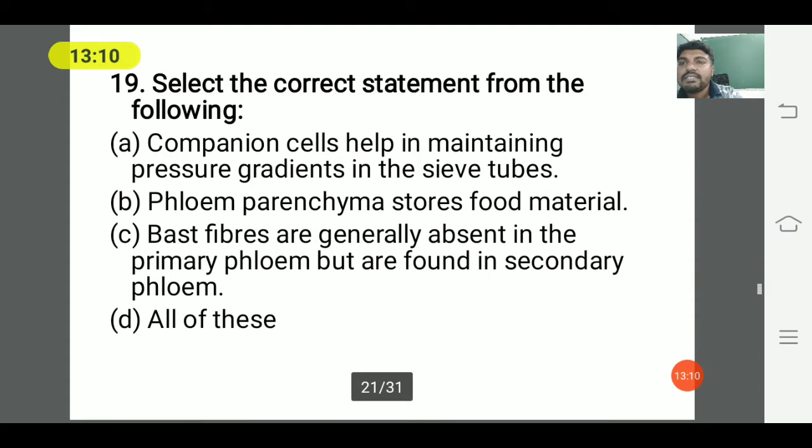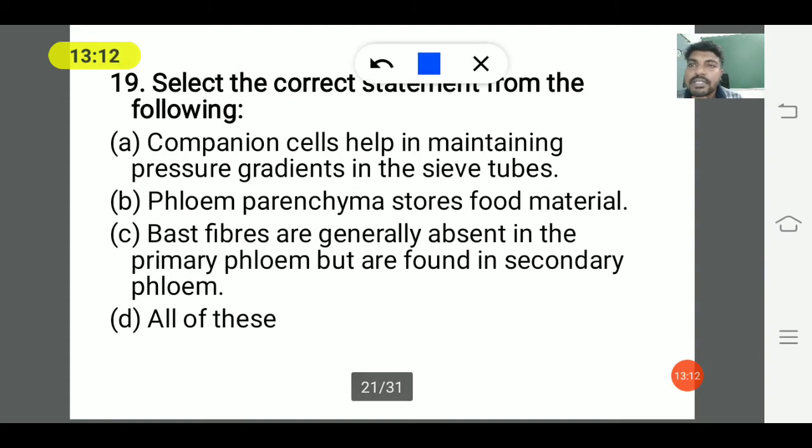19th question. Select the correct statement from the following. Companion cells help in maintaining a pressure gradient in the sieve tube cells. So that is the right one. Option B, phloem parenchyma stores food material. That's also right. The bast fibers are generally absent in the primary phloem but are found in the secondary phloem. That's also right. So the option is all of this.